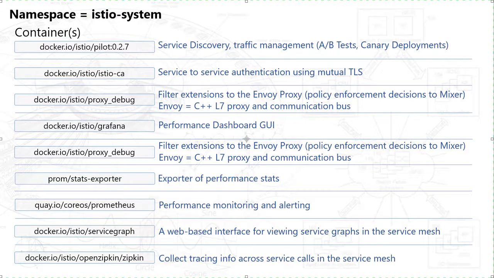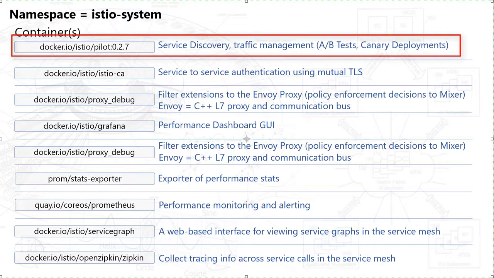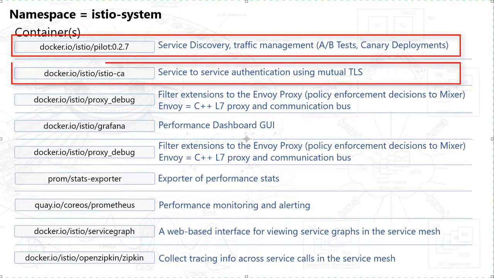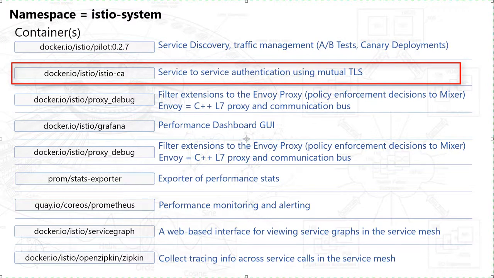The first container is Pilot. Pilot will be here for service discovery, traffic management. It also plays a role in A/B tests, canary deployments. Istio-CA is all about the service-to-service authentication using mutual TLS.